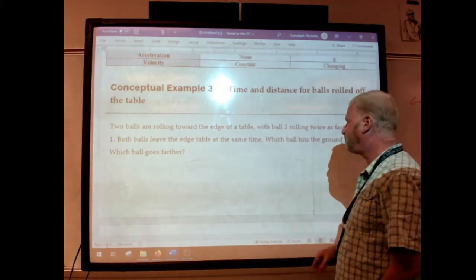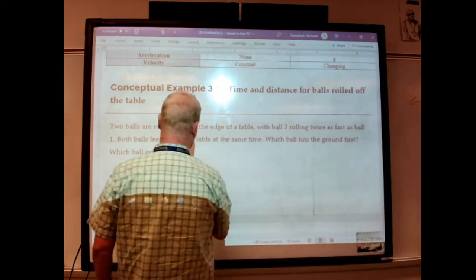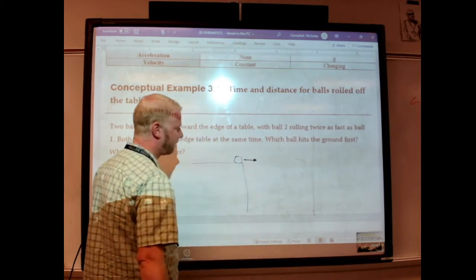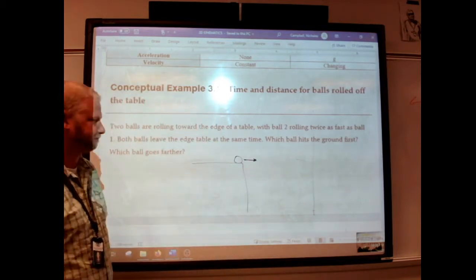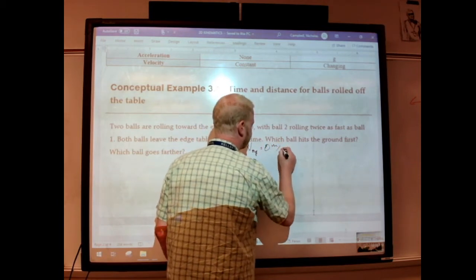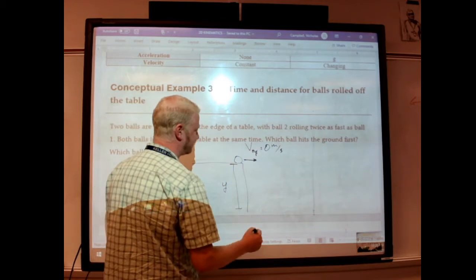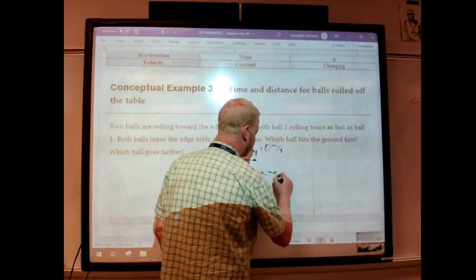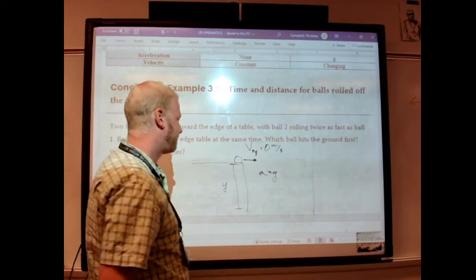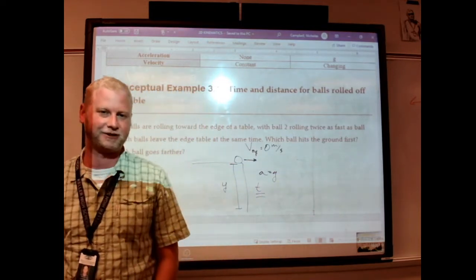So both balls roll off the table. If we were to sketch this out, ball 1 and ball 2 both roll off the table horizontally. So they both have an initial vertical velocity of 0. They both fall the same vertical distance, and they're both under the same gravitational acceleration. Therefore, they've got to hit the ground at the same time.